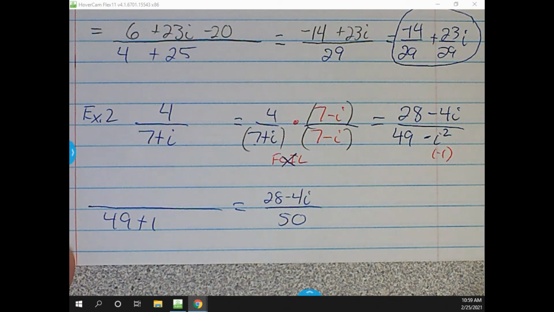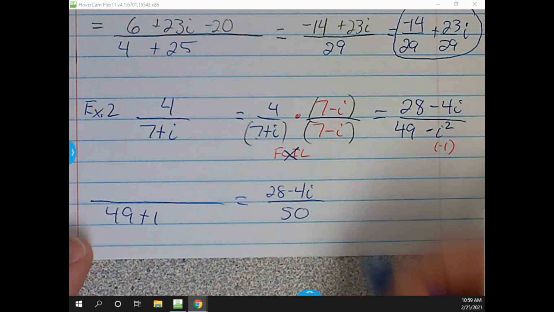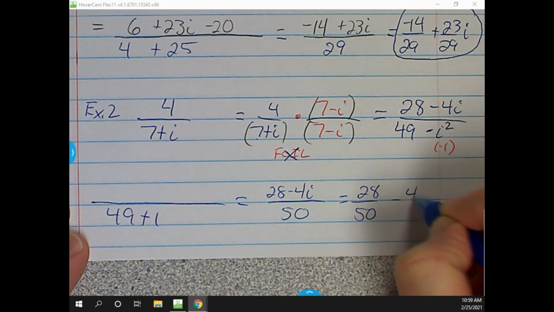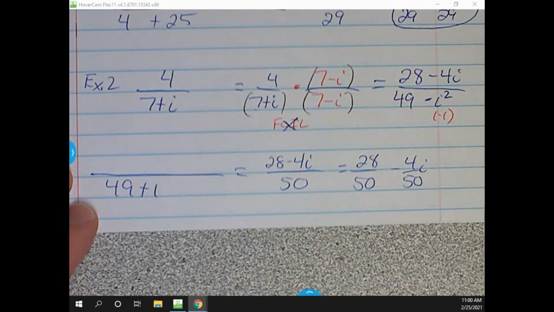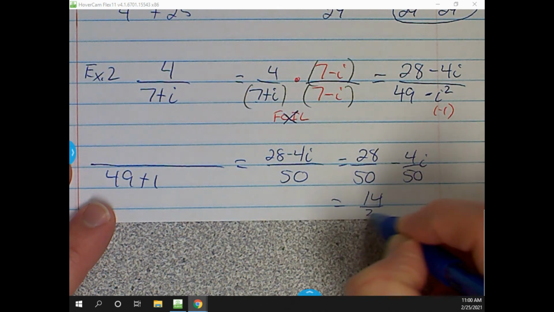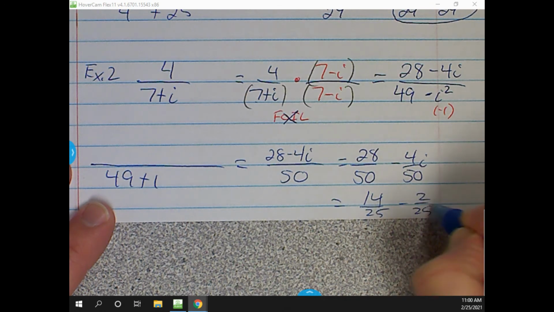Okay, and again, if that was our answer, both of those actually would simplify. So we're going to break it up as 28 over 50 minus 4i over 50. And since everything is even, we can divide everything by 2. So this one would become 14 over 25. And this would become 2 over 25.